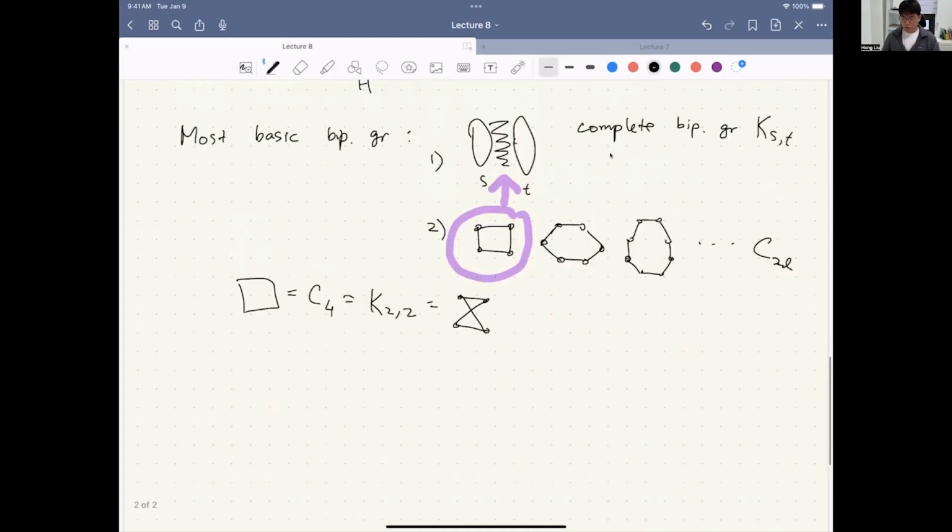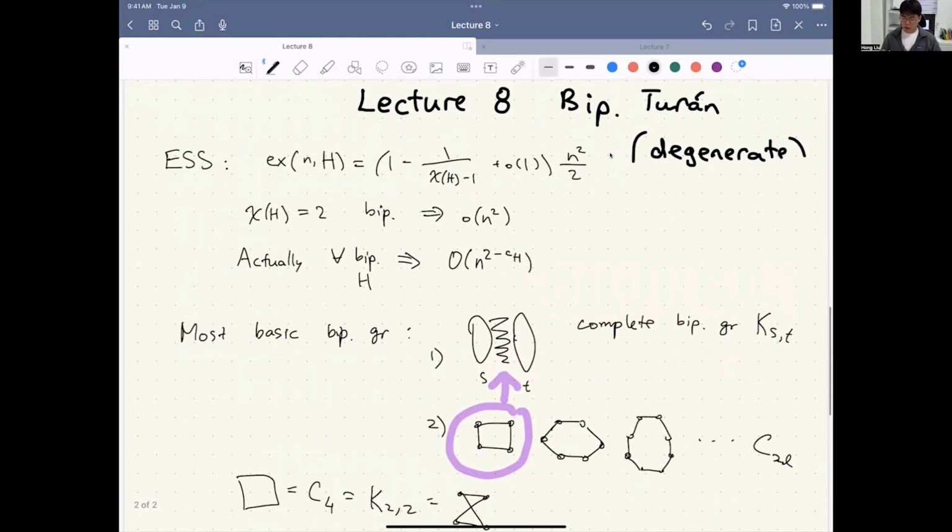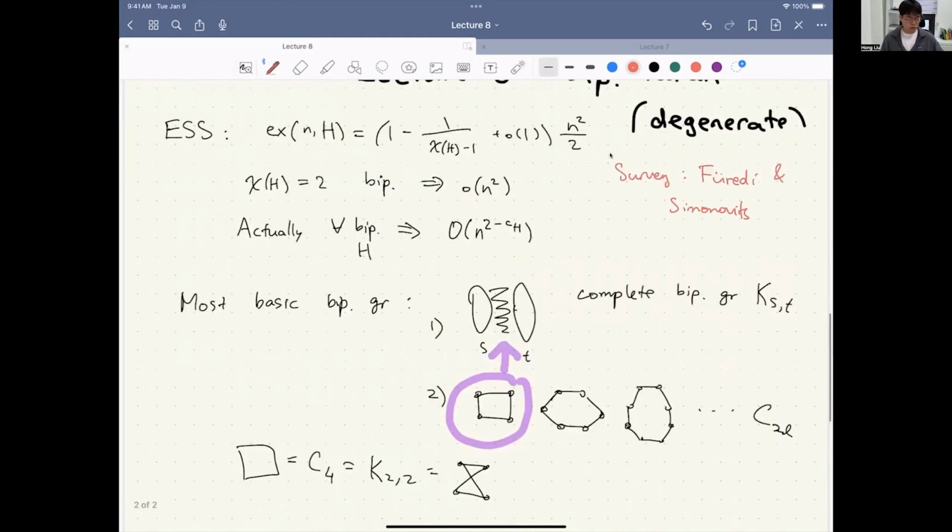So before I start this bipartite Turán part, let me just mention a nice survey. If you want to know more about bipartite Turán, there's a nice survey by Füredi and Simonovits. It's called Degenerate Bipartite Turán. You can Google it.